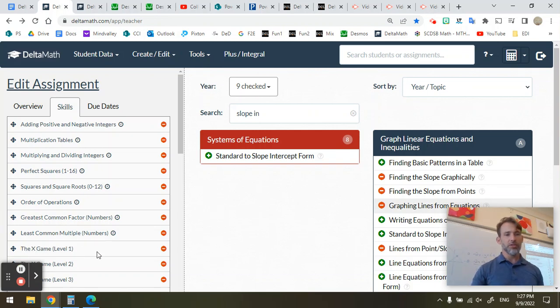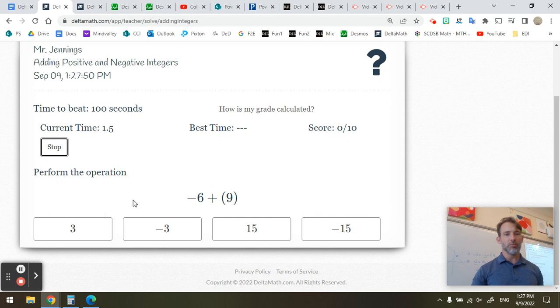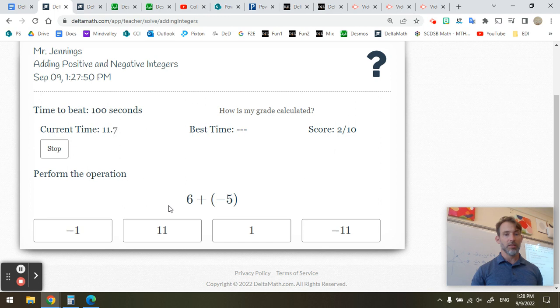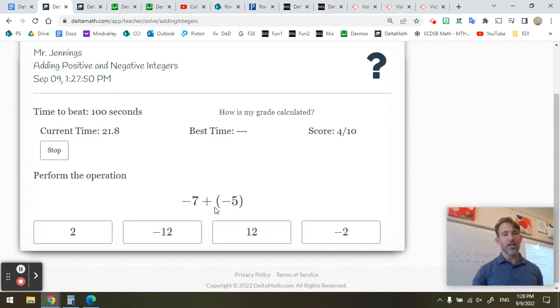Each one of these foundational skills is going to build those mental math skills, so let's take a look at what it looks like. Here we are adding and subtracting integers. Negative 6 plus 9, well, that's 3. Negative 1 plus 4, I also know that that is 3. It's positive because the bigger number is positive. Here, this is 6 plus negative 5. This is the same thing as 6 minus 5. This is 1. Negative 9 plus negative 10, negative 19, and so on.